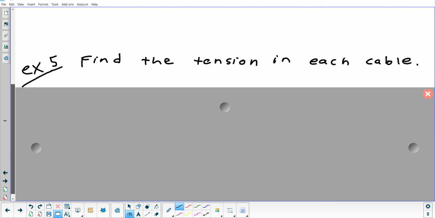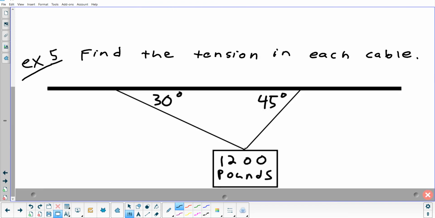So essentially what we're going to do is look at a problem like this. We've got 1,200 pounds being suspended from two cables, and I want to find the tension in each cable. Now, first thing to understand is you can have more tension in the cable than the object weighs.